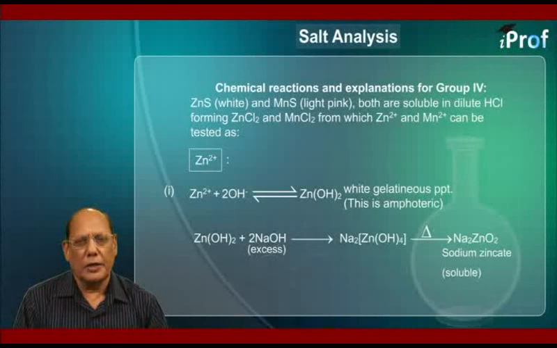Remember, zinc hydroxide is amphoteric. Zn(OH)2 plus 2NaOH in excess, we get Na2[Zn(OH)4]. This is a soluble complex that on heating forms another soluble compound, that is Na2ZnO2, known as sodium zincate.